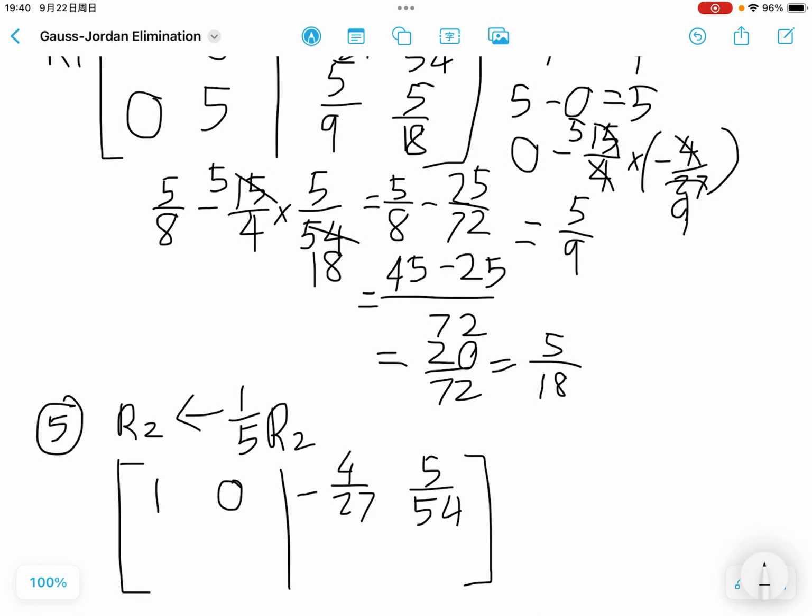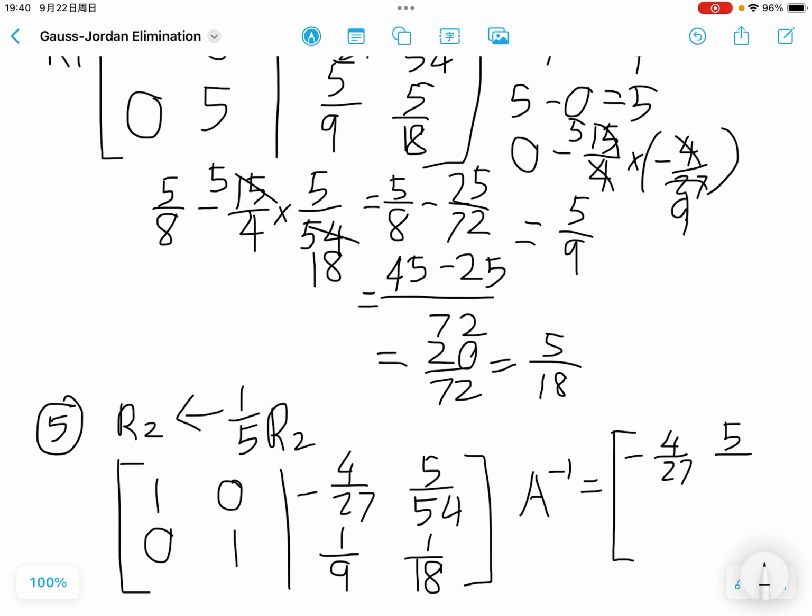And then row 2 is multiplied by 1 over 5. 0 times 1 over 5 is 0. 5 times 1 over 5 is 1. 5 over 9 times 1 over 5 is 1 over 9. 5 over 18 times 1 over 5 is 1 over 18. So we have our identity matrix on the left, so we've reached our goal. The right-hand side is just the inverse of A. So the inverse of A is just negative 4 over 27 and 5 over 54, 1 over 9, and 1 over 18.